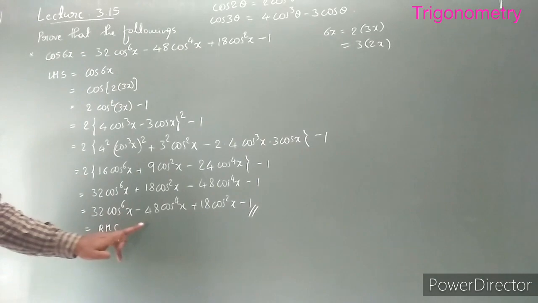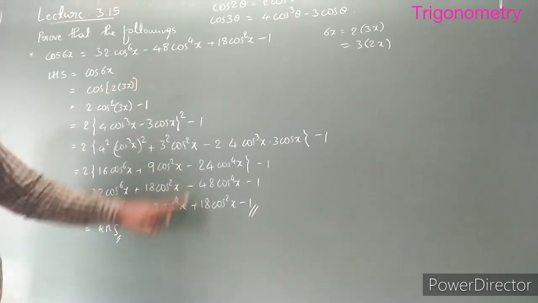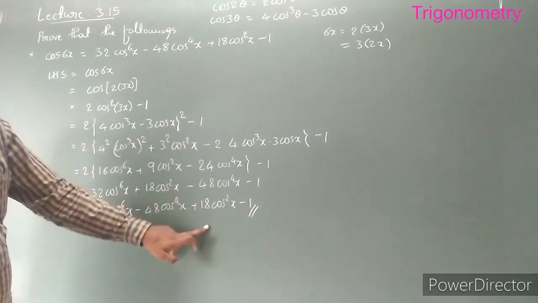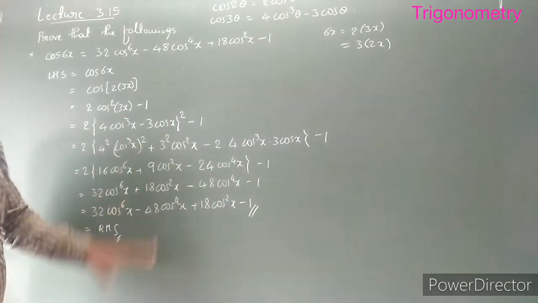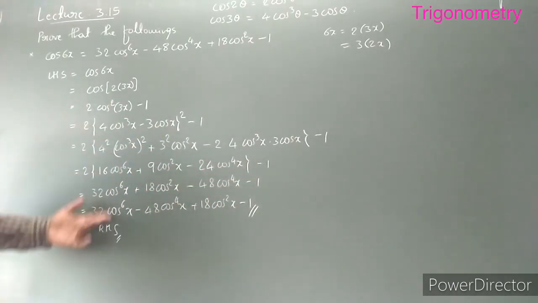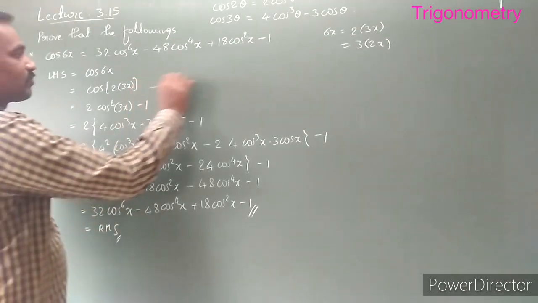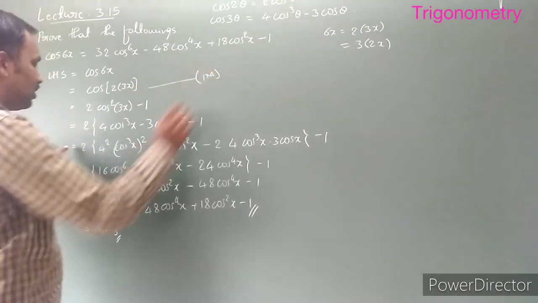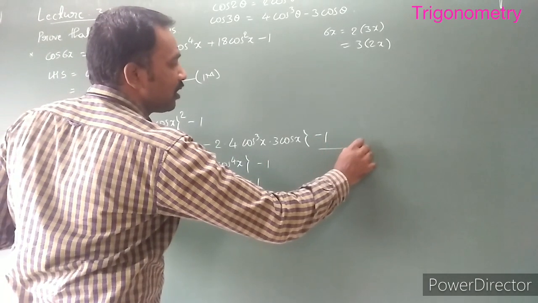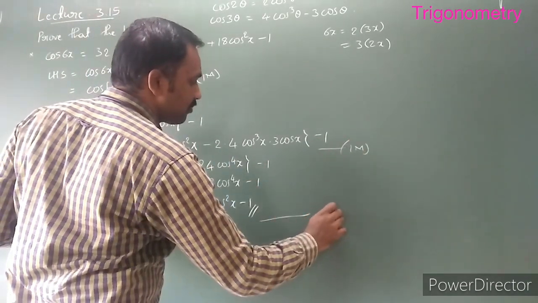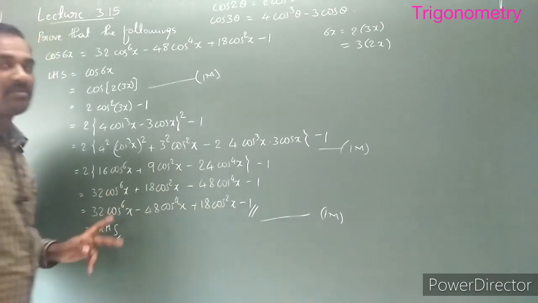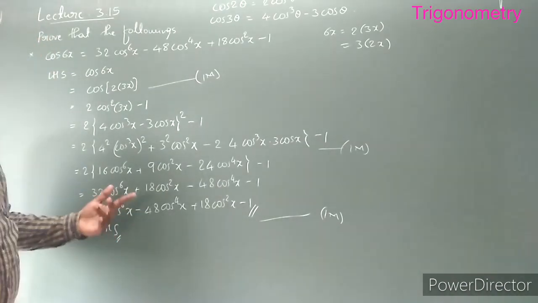32 cos power 6x minus 48 cos power 4x plus 18 cos power 2x minus 1. Hence LHS equals RHS. This type of problem is for 3 marks. Very important. Splitting this is 1 mark, writing the formula is 1 mark, and simplifying is again 1 mark. Totally a 3 marks question. Very important type of problem.